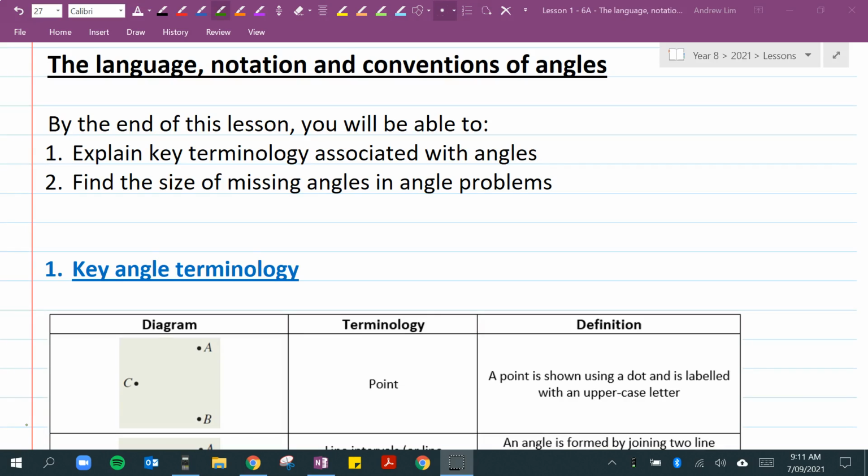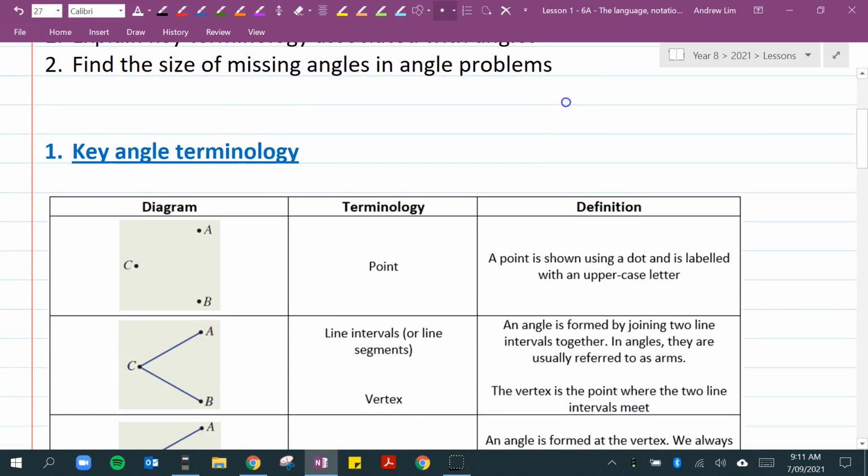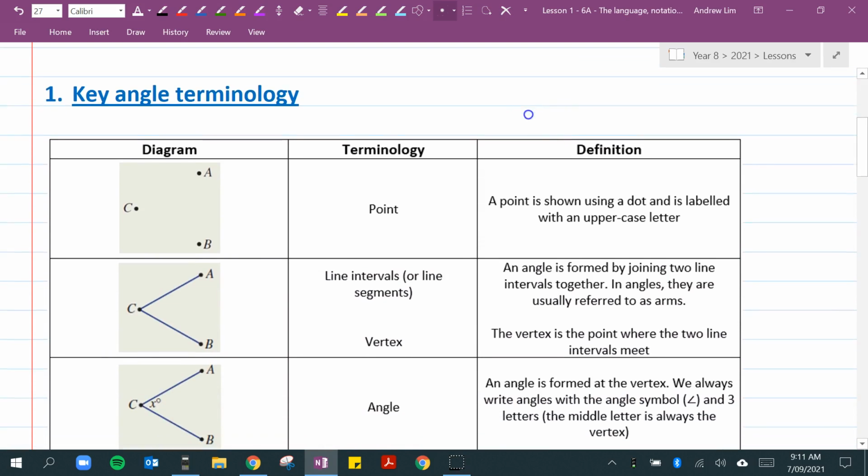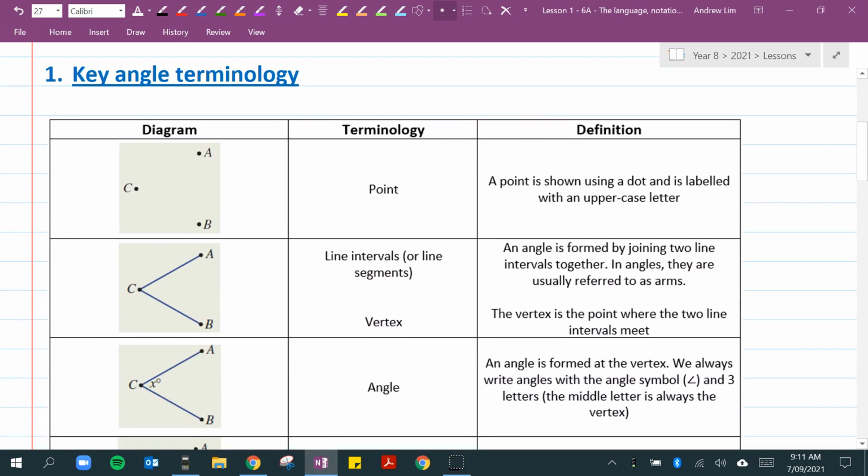In this video, we're looking at the language, notation, and conventions of angles. By the end of this lesson, you'll be able to explain key terminology associated with angles and find the size of missing angles in angle problems. The majority of this video will involve me just speaking a lot of heavy content, so it will be quite content heavy. And then we'll go through a few questions. So let's have a look at the first part of this lesson, key angle terminology.